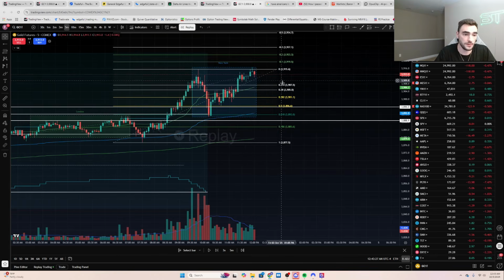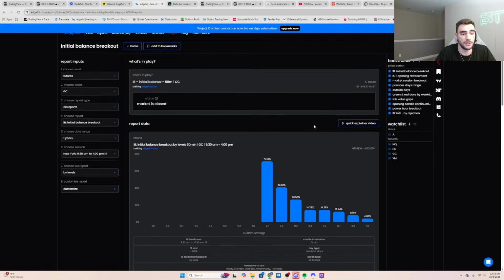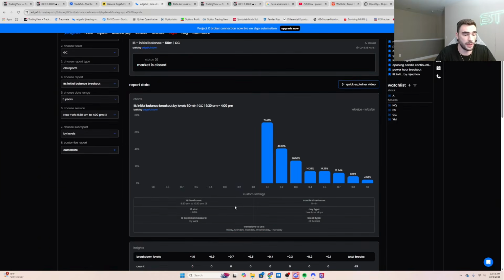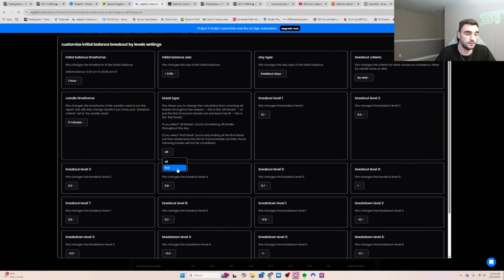And another thing I'm doing is I'm not looking for extensions on this. Why am I not looking for extensions on this? When my IB size is greater than 0.9%, we have a very low probability to hit these extension levels on GC. Now, if I'm also considering the first break, so that previous data that we were just looking at is all breaks. Price can go above the IB high, come back in, and then hit the extension.